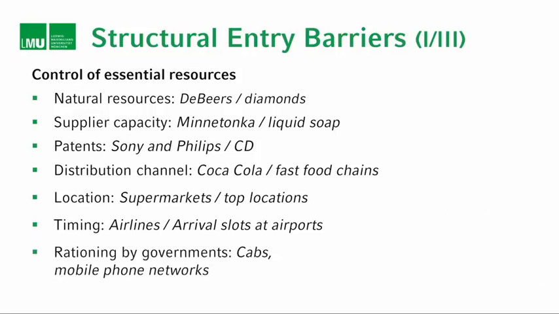And finally, there can be structural entry barriers in the form of government-mandated essential resources. So for example, taxi cabs come only in a limited number. So you have to have a license to operate a taxi cab in most cities. And these may be traded, these may be licensed out, these may be issued, but in any case, you cannot operate a cab legally if you don't have that badge, if you don't have a license.